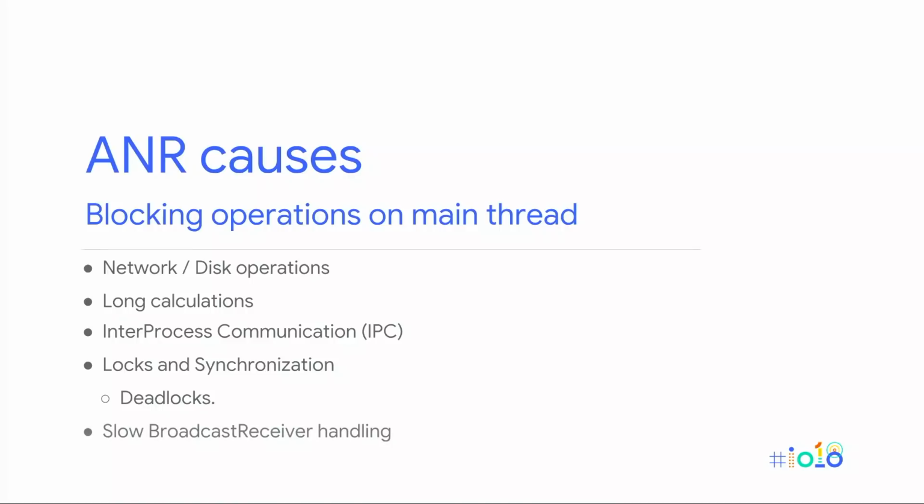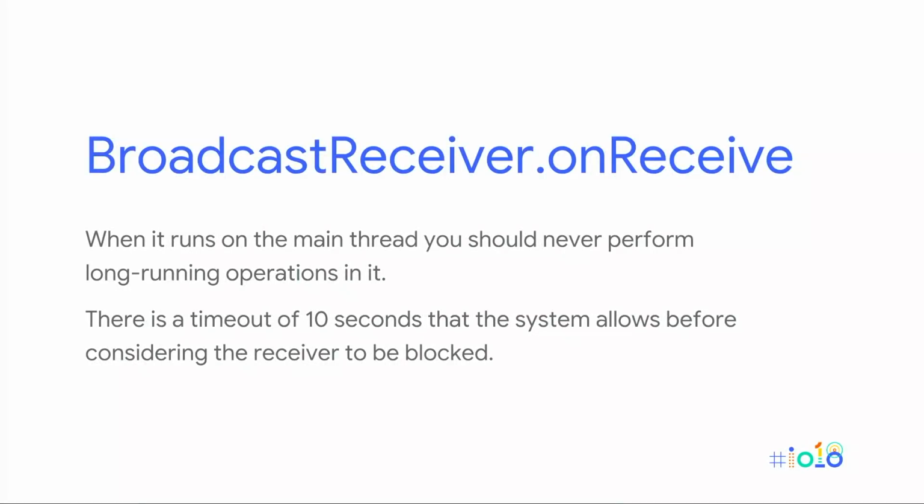OK, and then the last thing I want to mention, as a cause of ANRs, is slow broadcast receiver handling. Now, not every developer realizes that if you set a broadcast receiver in your Android manifest, and then it gets called, the onReceive method actually happens on the main thread. And you're not supposed to perform any long-running operations in it. And there's a timeout, about 10 seconds, that the system will allow this method to run, and then it will kill your process.